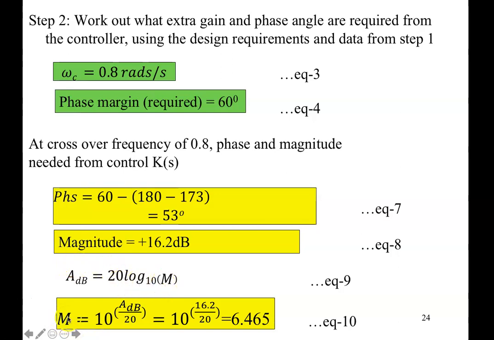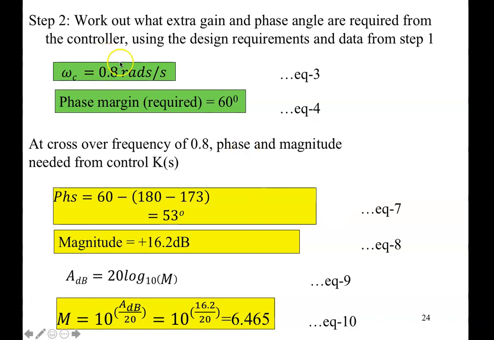Therefore, the actual AC gain at this frequency should be 10 to the power of the dB value divided by 20. It's just a bit of log for you. So if you get lost here, then you need to go away and revise your log a bit. Okay, so positive 16.2 divided by 20, and then 10 to the power of that will give me 6.465 for the magnitude of AC gain at this frequency. Okay, that's my equation number 10.